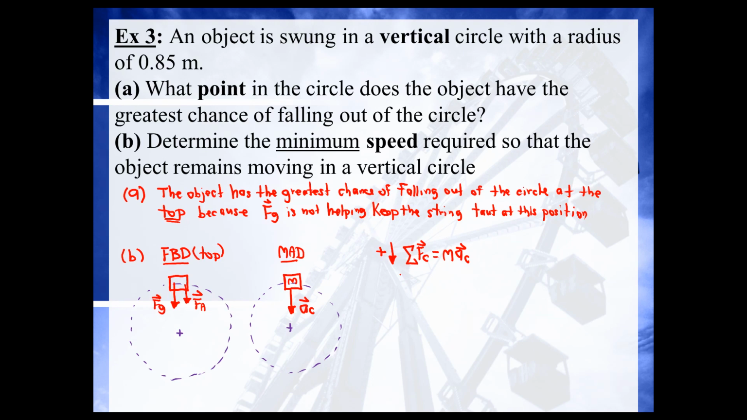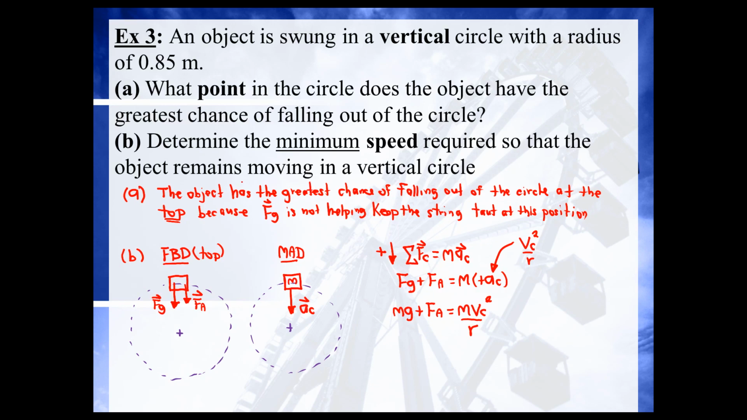If down is positive, then that means that Fg would be positive, Fa would be positive, and that would be equal to M times positive AC. Let's go one step further, and then we could have Mg plus Fa is equal to M, and we want to calculate speed. So the equation we're going to plug in for centripetal acceleration is going to be the one that's Vc squared divided by R. So we have M Vc squared over R.